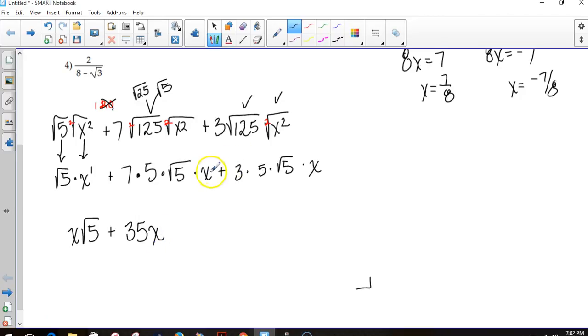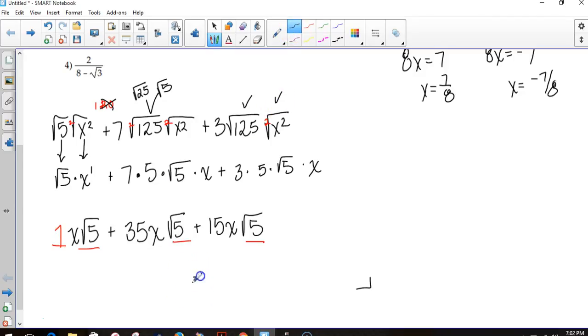X times the square root of 5. And then I have 3 times 5, which is 15, times another x over here, times the square root of 5. And now we can see that these two pieces match. Actually, they all match. Here we go, square root of 5. I have 1x plus 35 x's, so that's 36 x's, plus 15 more.